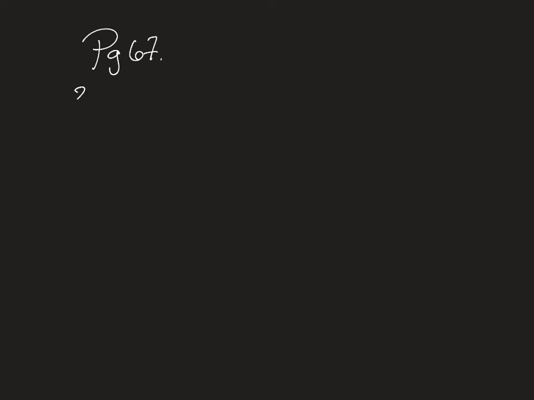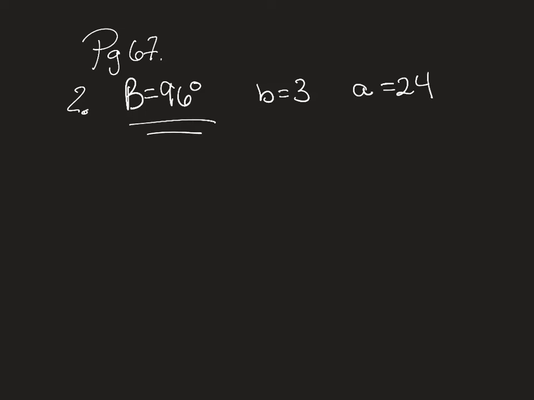Now I'm going to do number 2. So number 2 tells us that big angle B equals 96 degrees, little side B is 3, and little side A is 24. It's an obtuse triangle, so we're going to draw side, side, and we're going to make this angle down here obtuse. So this is my 96 degrees. It was B. That means this over here is equal to 3 because little b is across from big B. That means this side right here is A, and it's 24.